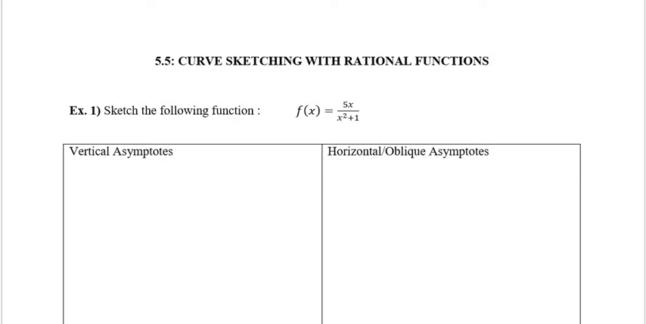So let's start with this function f of x equals 5x over x squared plus 1. Let's start with the asymptotes. Let's start with the vertical asymptote. We know how to do this already.